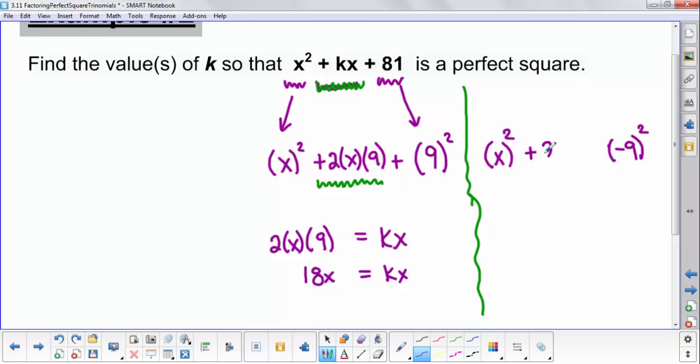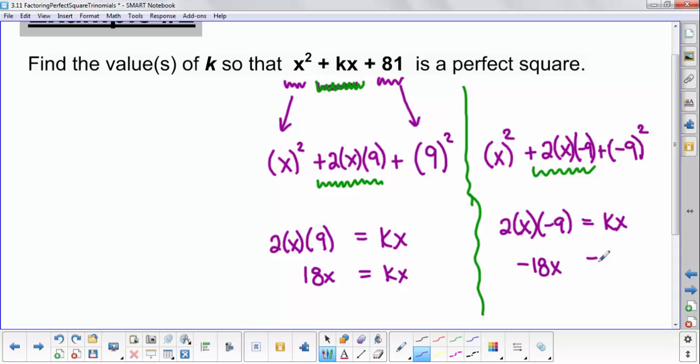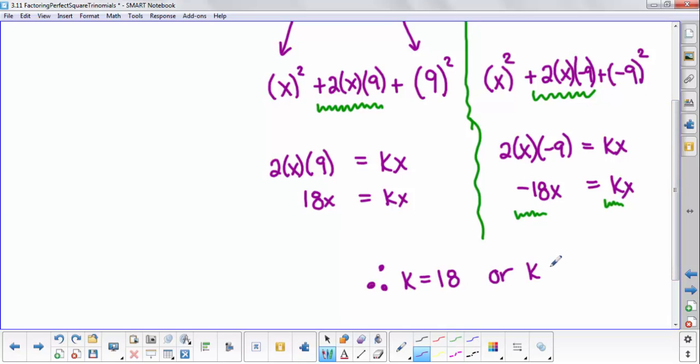Okay, and then the middle term would be 2 times the square root of the first term times the square root of the last term. So in this case, we are saying that 2 times x times negative 9 will be equal to our middle term of kx. So in this case, we actually end up with negative 18x is equal to kx. So we can say that k is equal to negative 18 in this case. So we end up with two possible answers, where k equals positive 18 or k equals negative 18.